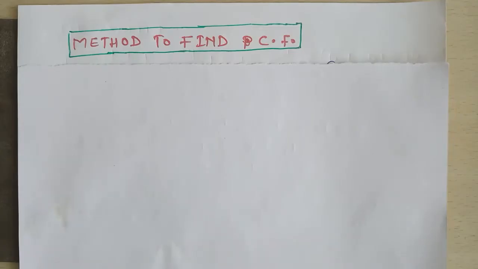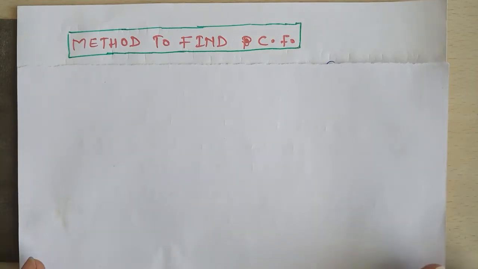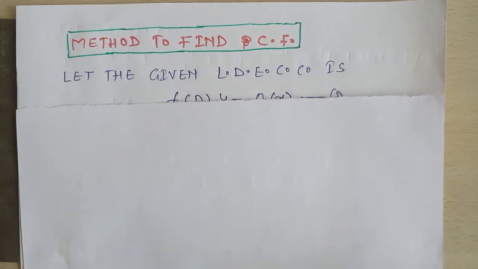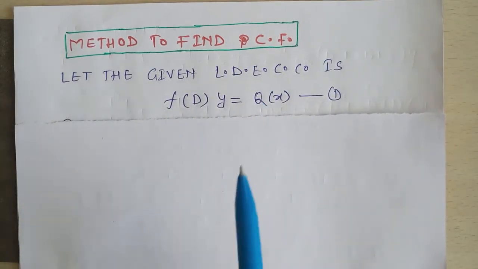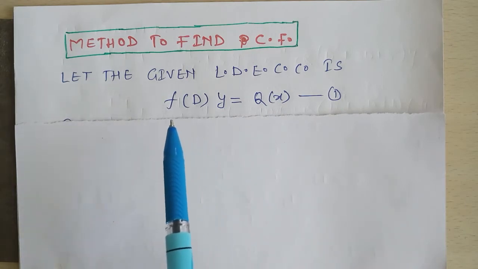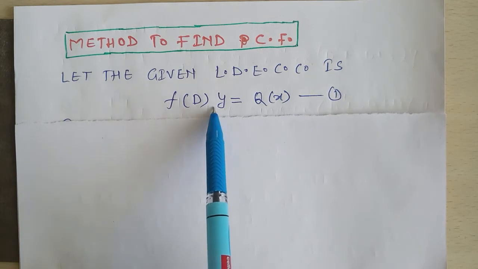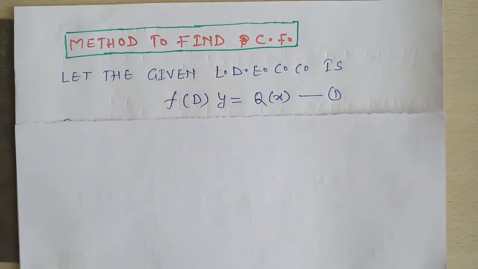Now we discuss how to find the complementary function of a linear differential equation with constant coefficients. We expressed earlier in this form an LDCC. So let the given LDCC be f(D)y equal to Q(x).